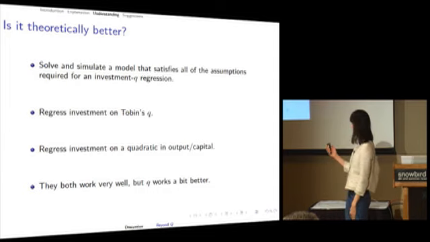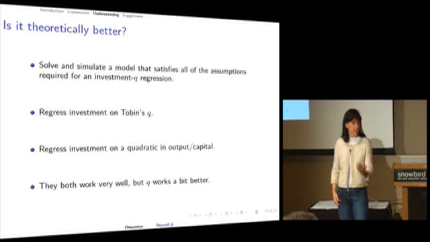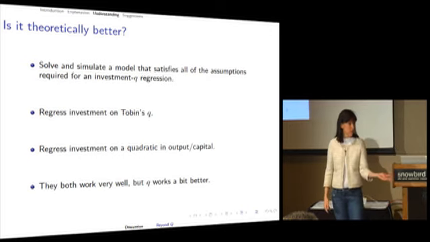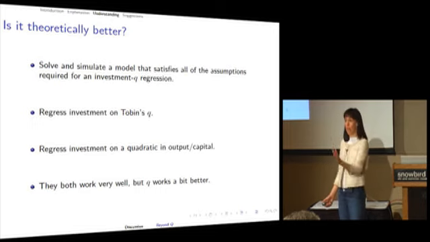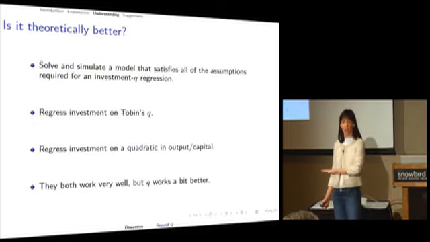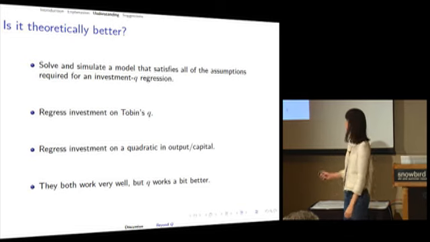And I ran a regression of investment on Tobin's Q in the simulated data, did the same thing, did their state variable regression, and Tobin's Q works better. One would hope so, right? Because all of the assumptions for Tobin's Q to work are satisfied. So if those assumptions are satisfied, you would imagine that you don't even need the state variable approach.